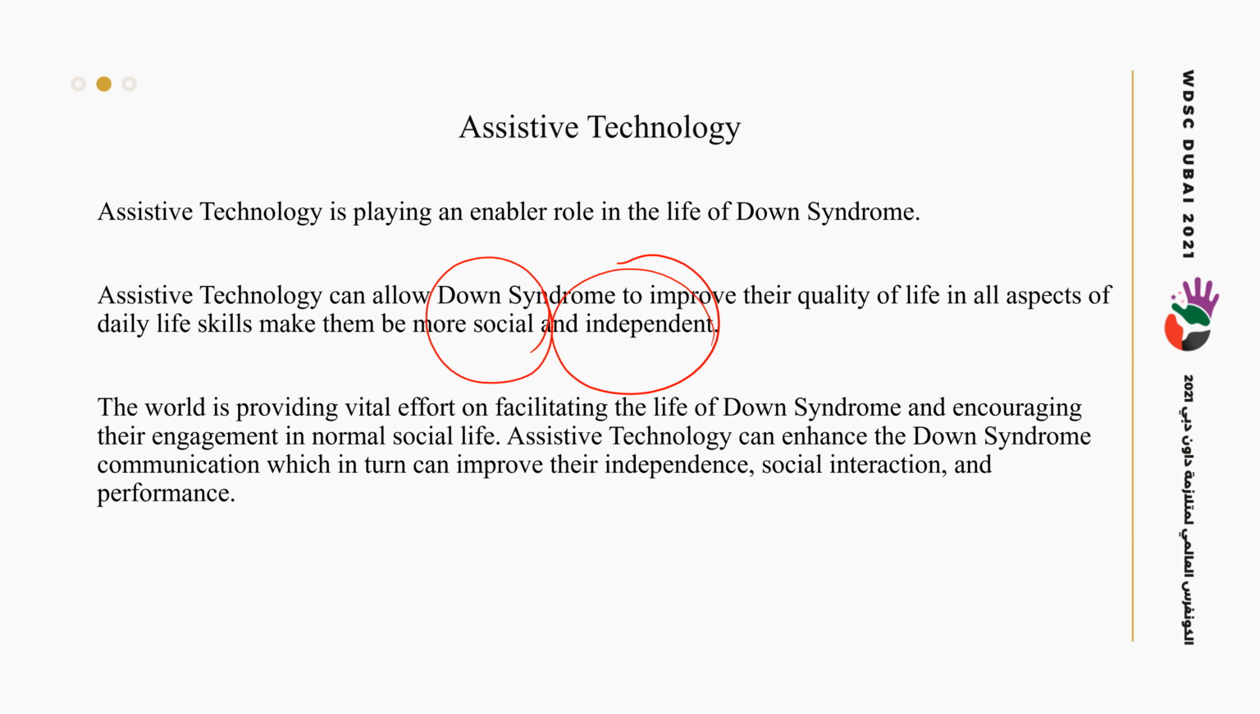And as we know now, assistive technology can enhance the communication of Down syndrome, which in turn can improve their independence, social interaction, and performance in general. The world is making a vital effort to facilitate the life of Down syndrome and encourage their engagement in normal social life. So we can summarize that assistive technology is to improve the quality of life, improve social communication, and improve daily life skill performance for Down syndrome.